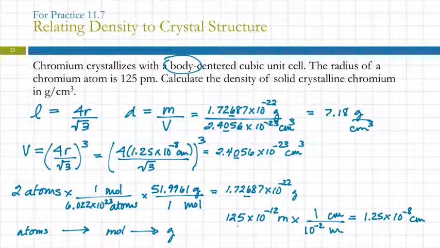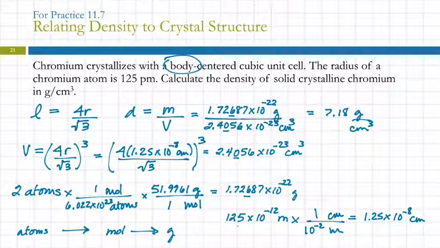Is that a reasonable density for a metal? What's the density of water? 1 gram per cubic centimeter, or 1 gram per milliliter. Are metals more dense or less dense than water? More dense.